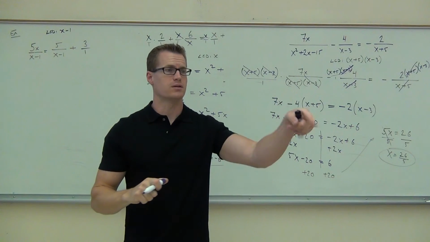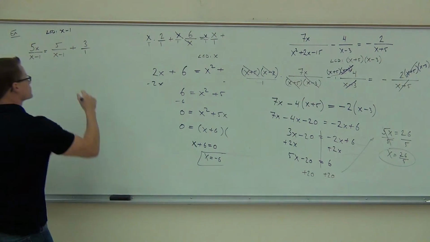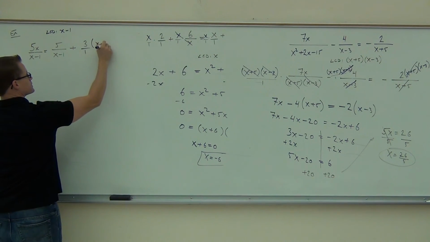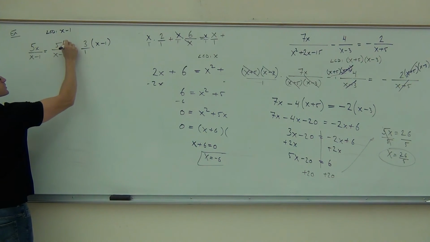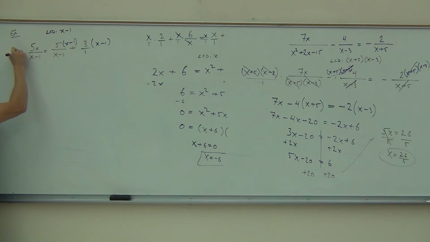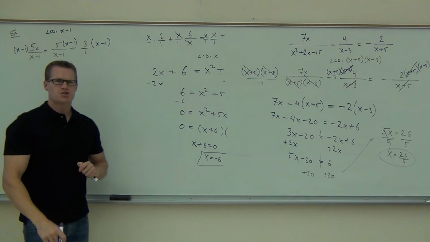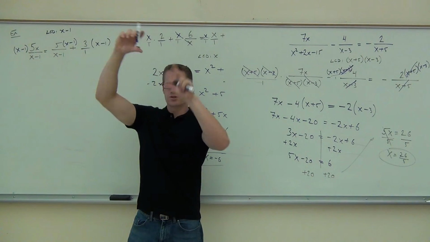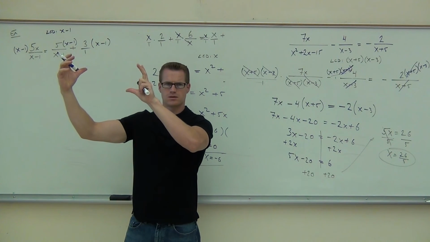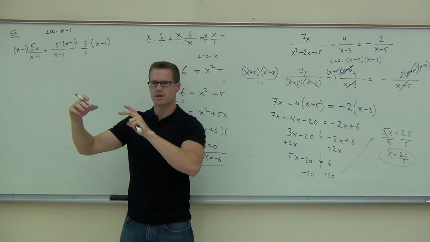Okay, times how many things? 3. So that's here, I'll put it in parentheses. That's here, I'll make sure it's in parentheses here. And that's also here. Should it be x minus 1 over x minus 1 or just x minus 1? Over 1. Over 1. Okay, we can do that also.